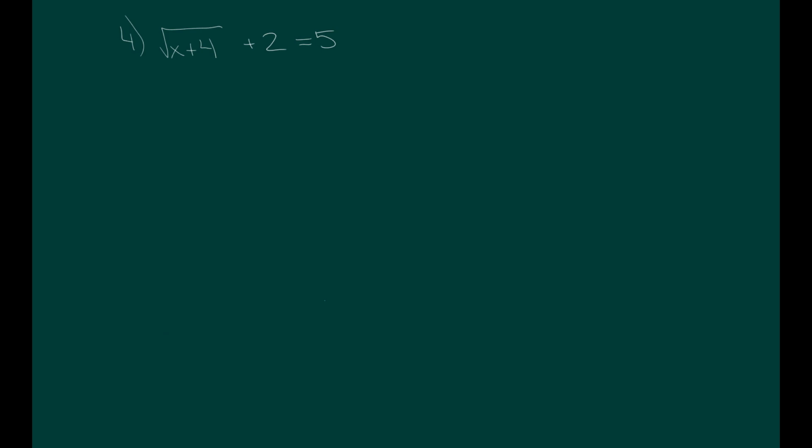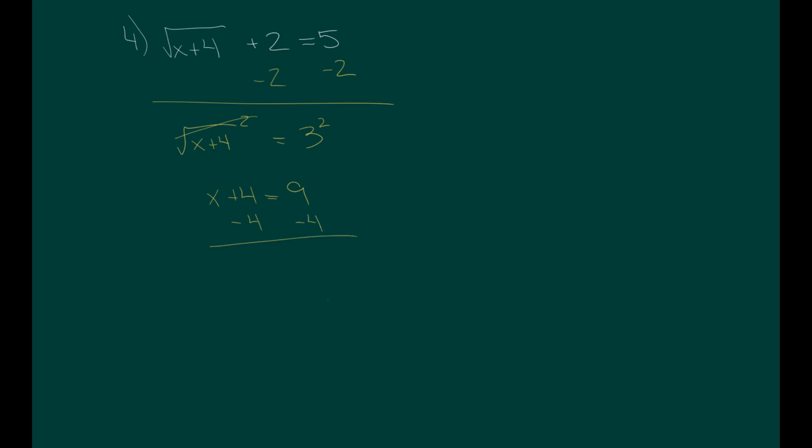Number 4, we want to isolate the radical first. So the first thing that we move is the 2. So since it's plus 2, I'm going to subtract 2 from both sides. So when I do that, I have the square root of x plus 4 equals 3. Square both sides to get rid of that radical. So I have x plus 4 equals 9. Subtract the 4, and I get x equals 5.